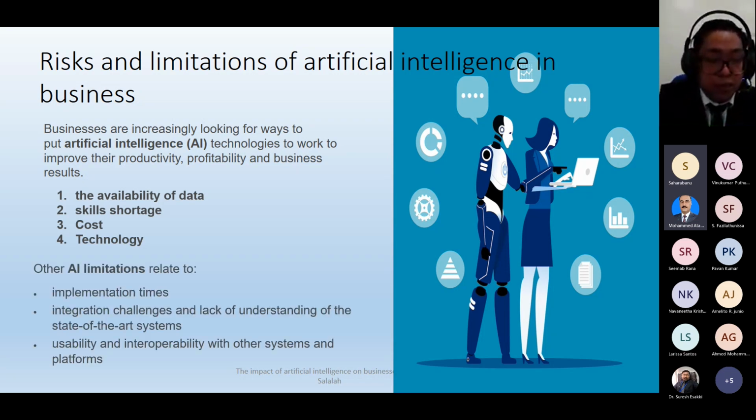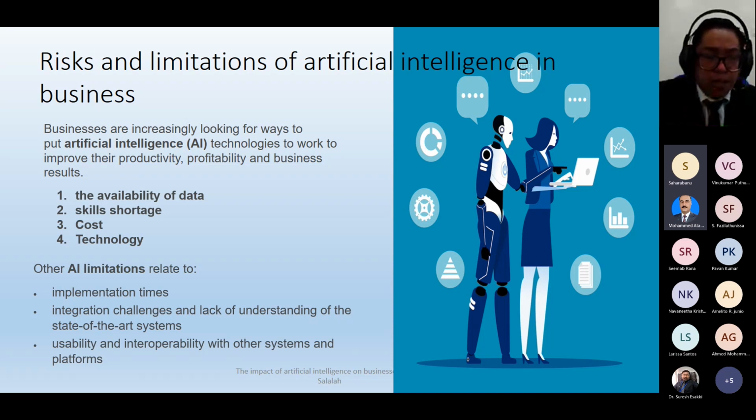We will also try to implement other limitations that might be part of the risk and limitation, because implementation time might be lengthy, depending on what you're trying to implement in your AI business. It could be integration challenges, a lack of understanding of the state-of-the-art system, and probably even usability and interoperability with other systems and platforms.